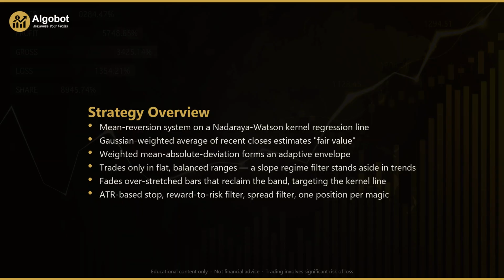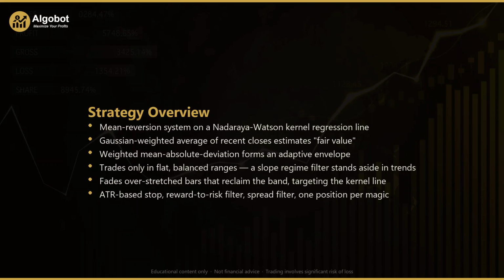In plain terms, it takes the last several closing prices and blends them into a weighted average, where the most recent bars carry the most weight and older bars fade out smoothly according to a bell-shaped curve called a Gaussian kernel. The result is a very smooth estimate of fair value that has less lag than a long average and less whipsaw than a short one. The strategy calls this line the kernel line.